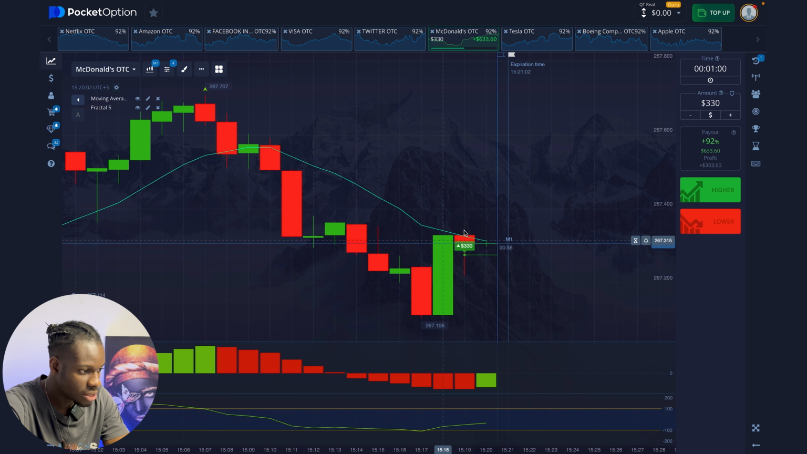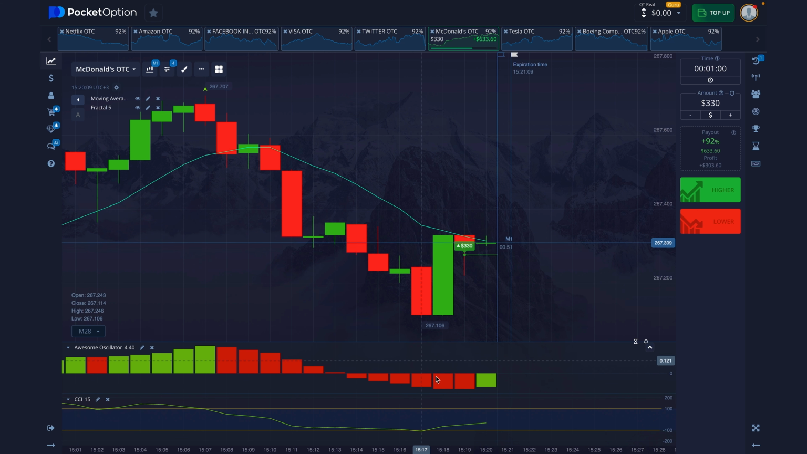Let's see how this one ends. Anytime now, the fractal should show a new structural low. Have a few seconds left.